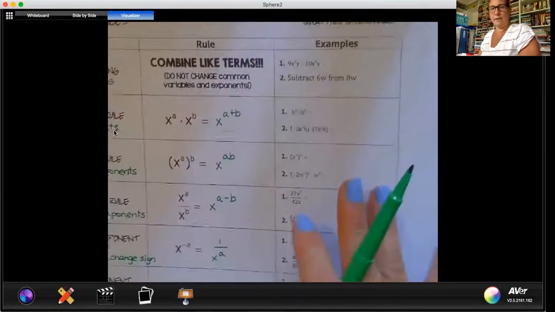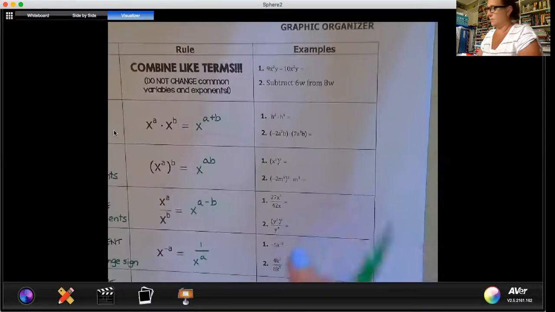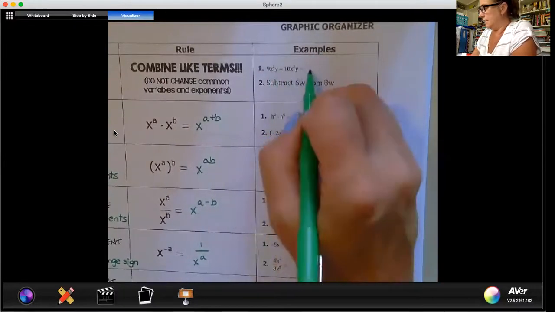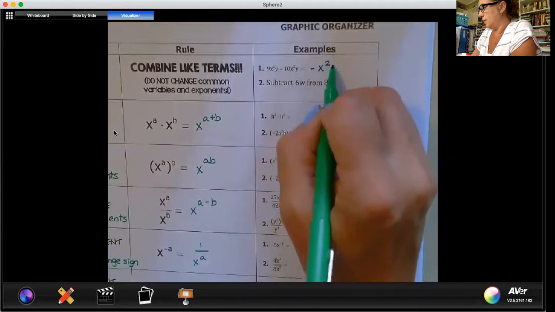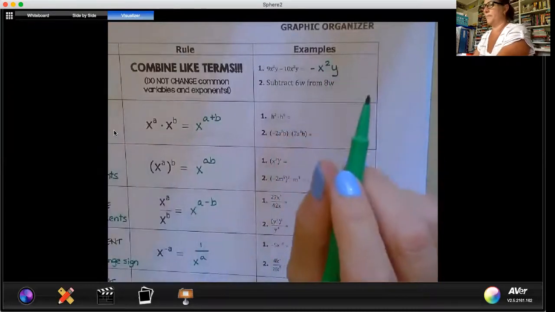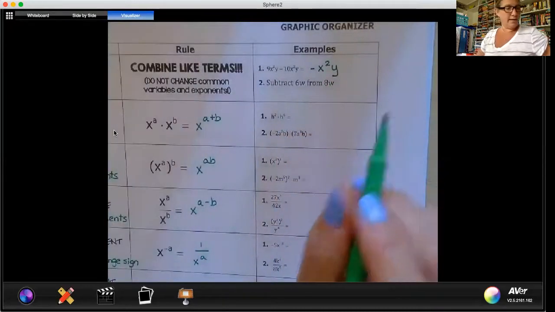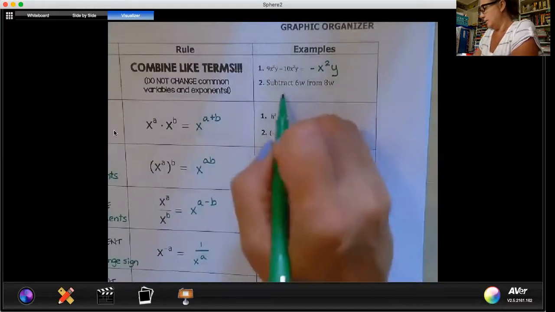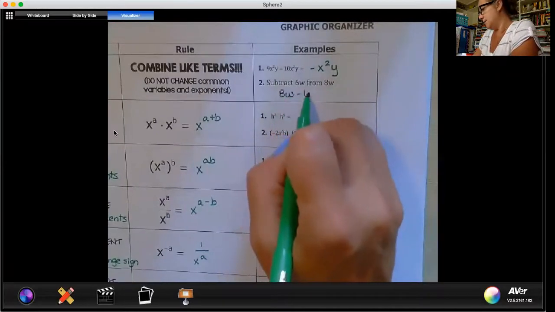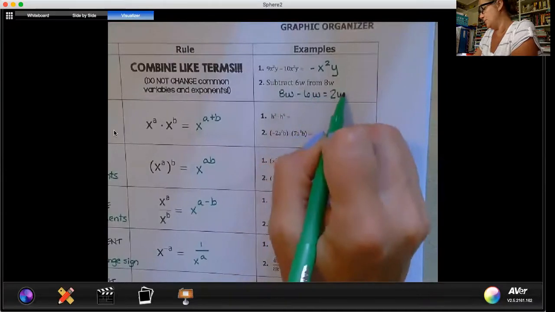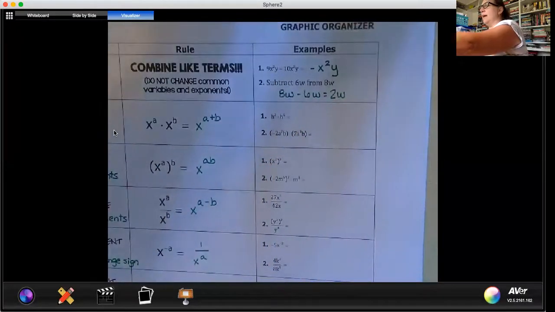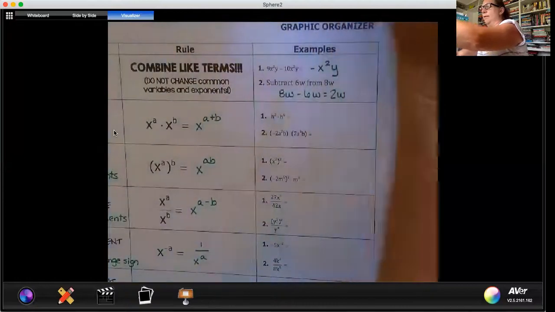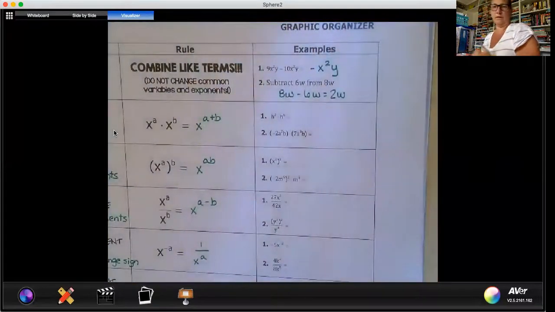Adding and subtracting monomials, you just combine like terms. So 9 minus 10 is negative 1 x squared y. Subtract 6w from 8w, so 8w minus 6w is 2w. So that's just combining like terms. We didn't really talk about that. That's just something that you guys should already know and be pretty good at.